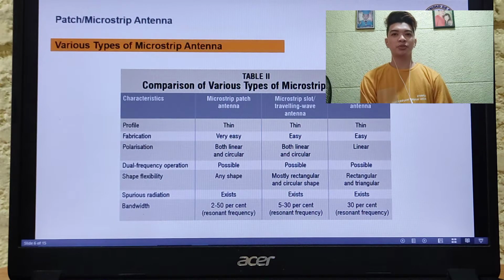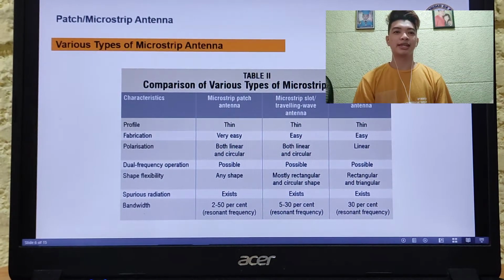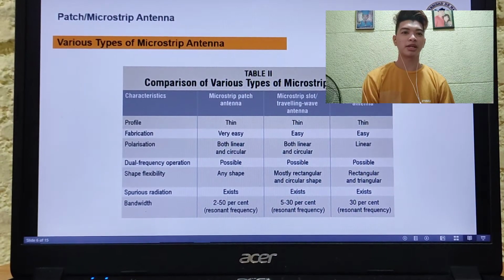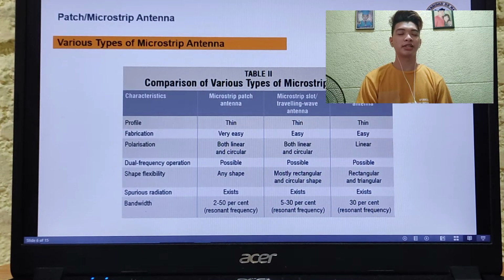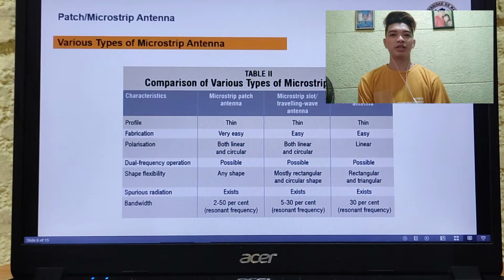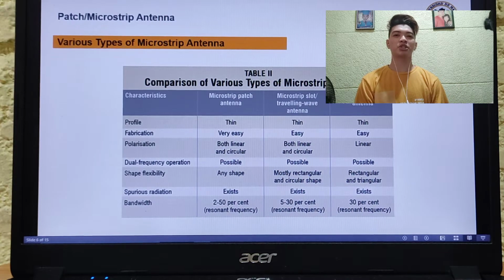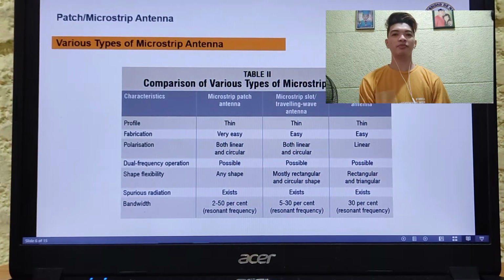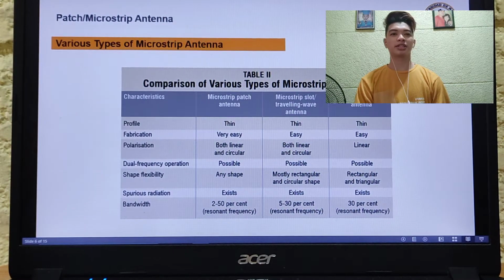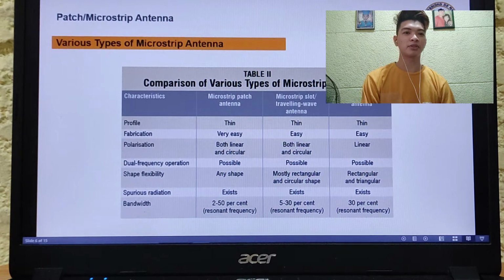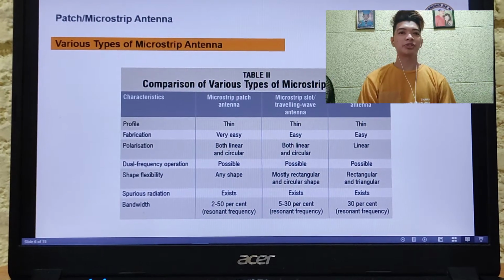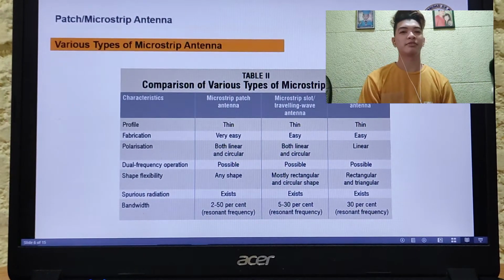Spurious radiation exists in the microstrip antenna, and also in the microstrip slot and the printed dipole. For bandwidth, the microstrip patch antenna is 2 to 50%, the microstrip slot is 5 to 30%, and the printed dipole is 30%.